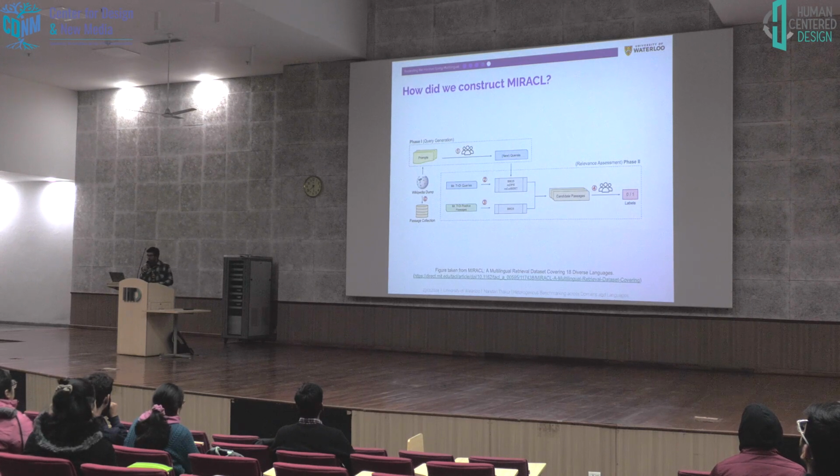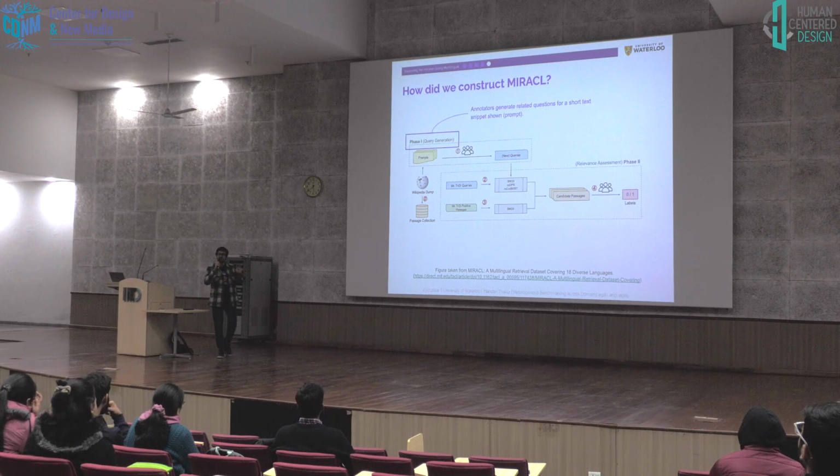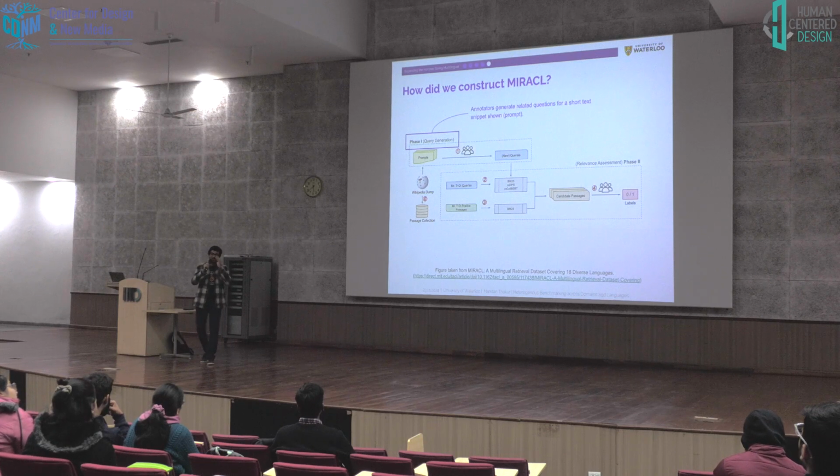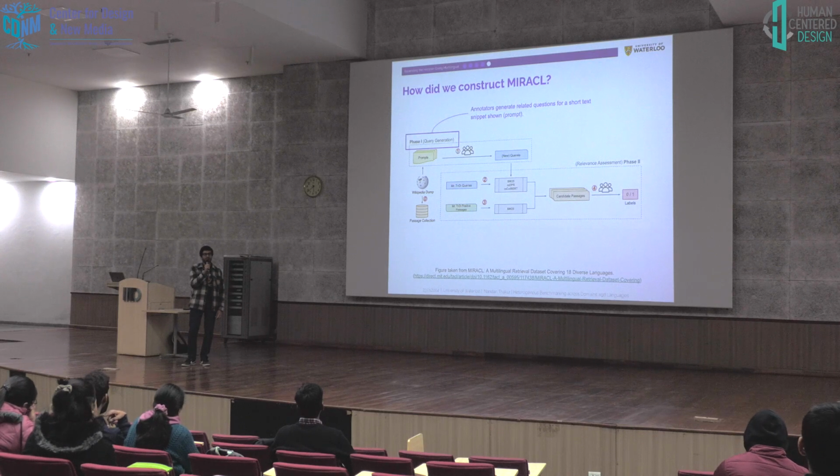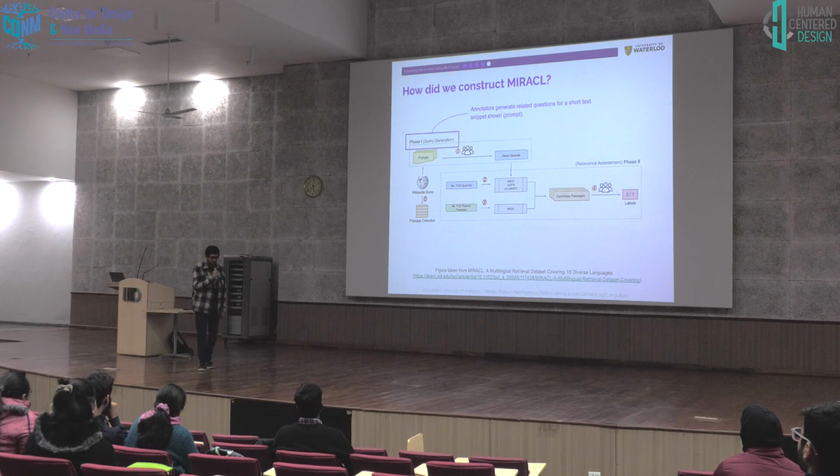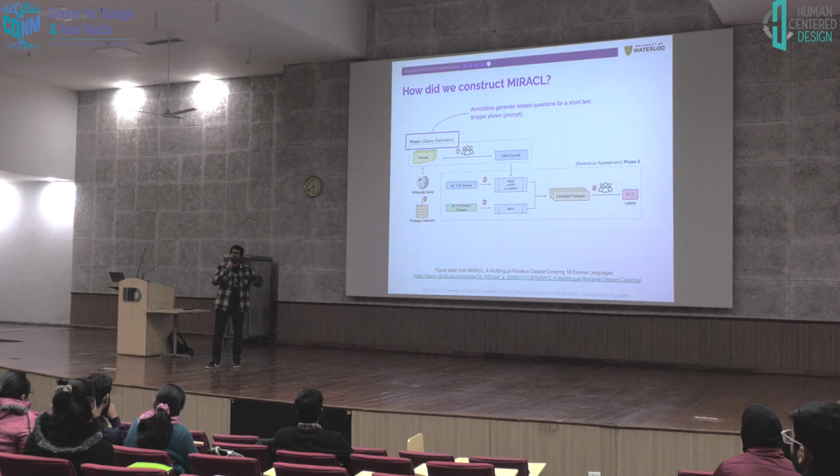To construct MIRACL, we did two things. It happened in two phases. In the first phase, we give the annotator a prompt. A prompt is like showing them 100 words of a text, and we ask them to generate a question based upon this text. For example, if you give me a prompt about IIIT-Delhi, I would ask a question like, what are some of the most prestigious institutes in Delhi? So this is the sort of question I would generate given the prompt I was shown about IIIT-Delhi.